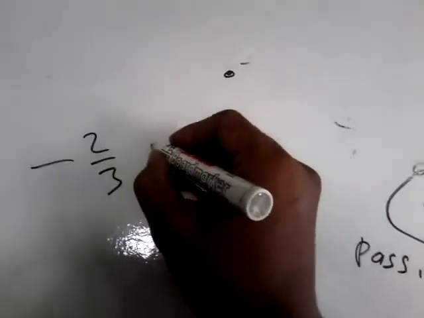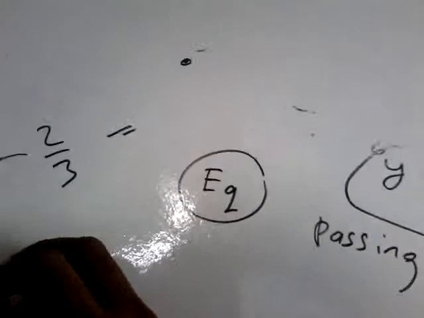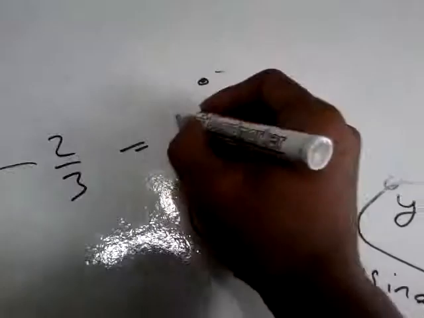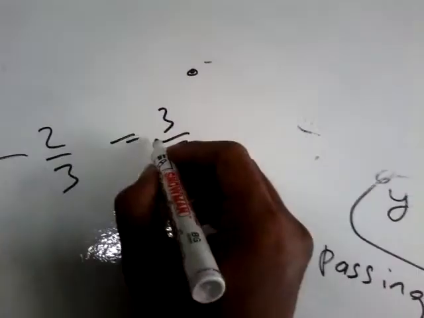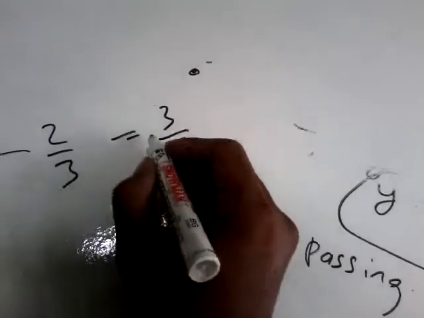How about if the gradient is minus 2 out of 3? The perpendicular gradient will be the numbers upside down. If this is minus, it should be plus. If this is plus, it is minus. So the gradient is 3 over 2.